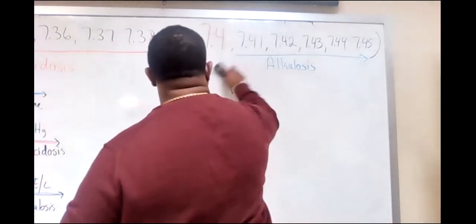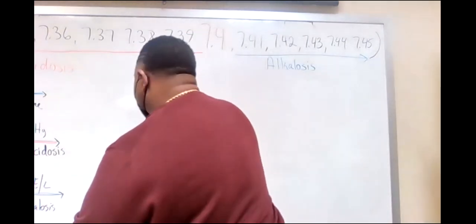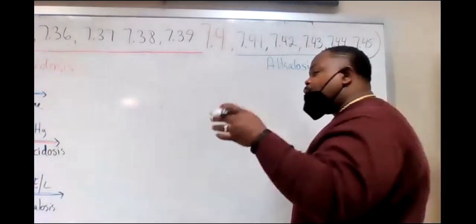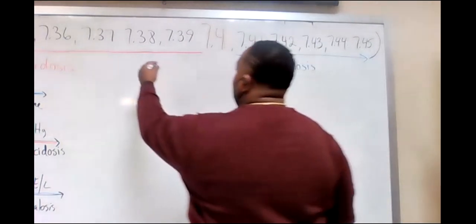Now, there are some rules to the game. In interpreting ABGs, there are some rules that you need to follow, which is on that whiteboard in the module. Rule number 1.